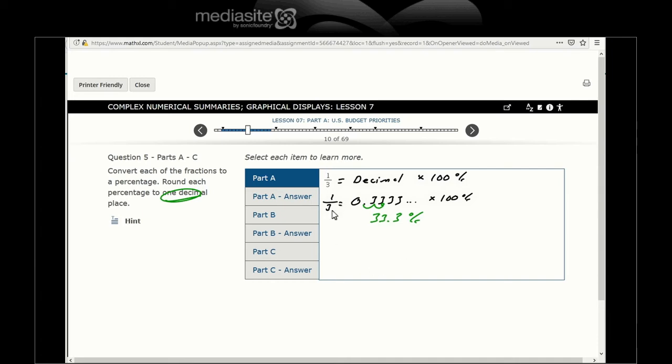So if all else fails, just do 1 divided by 3 on your calculator, and you get 0.33333 forever. Multiply that by 100, and you get 33.3333%. And then round it. See, 0.3333 times 100% is 33.3333, rounded to one decimal place, 33.3.